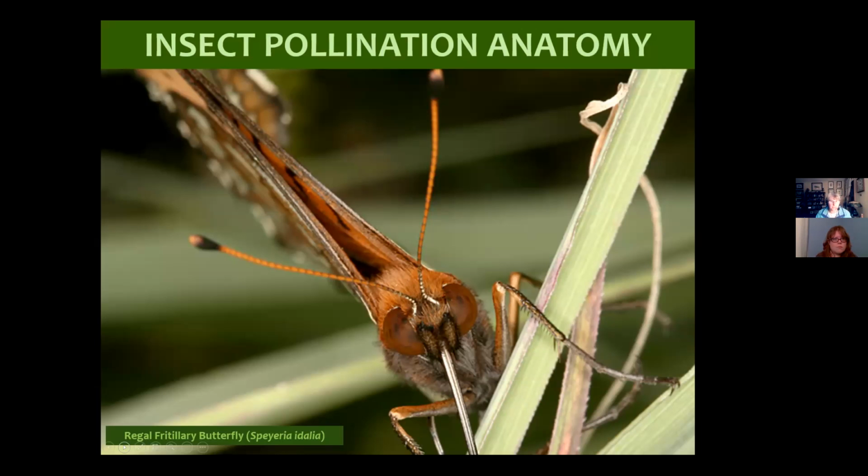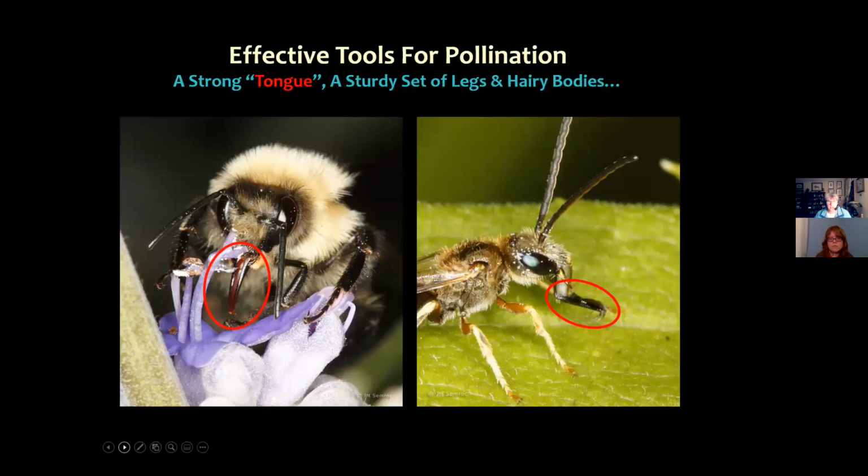So then let's look at some insect pollinator anatomy. This is a regal fritillary butterfly. Of course, it's no longer being found in Ohio where it used to be found in Ohio. This shot was taken in Indiana. There's a couple sites in Indiana, a couple sites in Illinois. But again, with that tongue, you can really see that that's one of our main parts of their anatomy that needs to help them to be pollinators or even to get the nectar. So, our effective tools for pollination are a strong tongue, a sturdy set of legs, and hairy bodies.